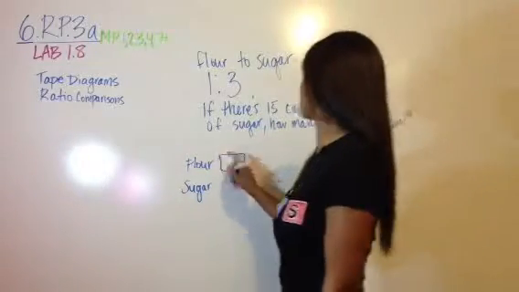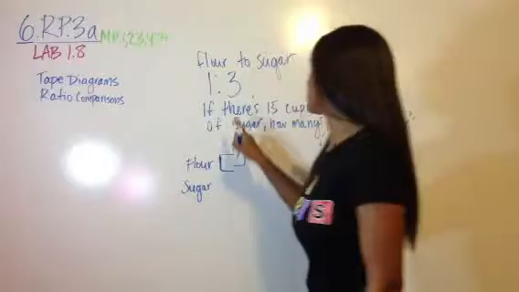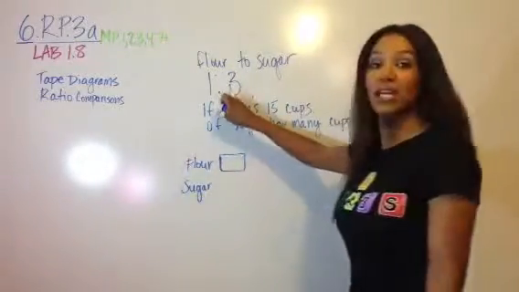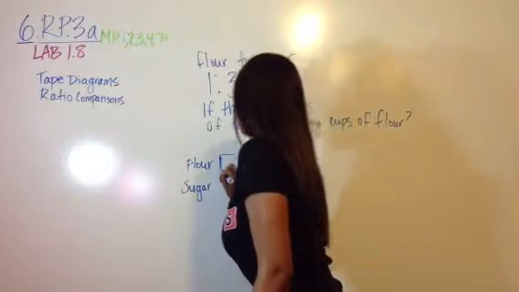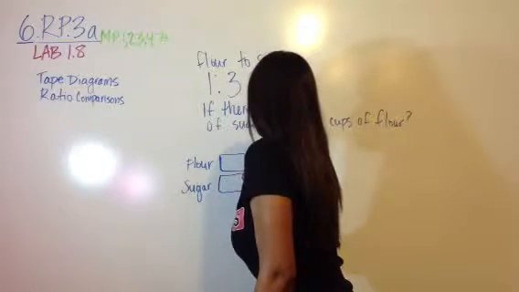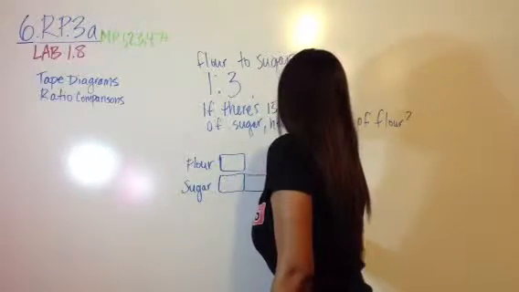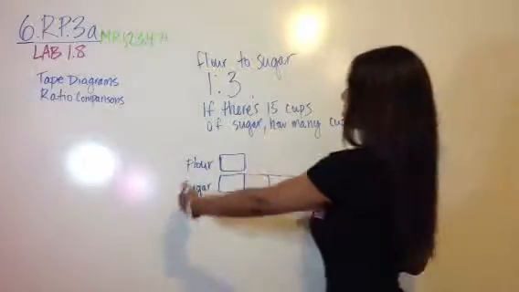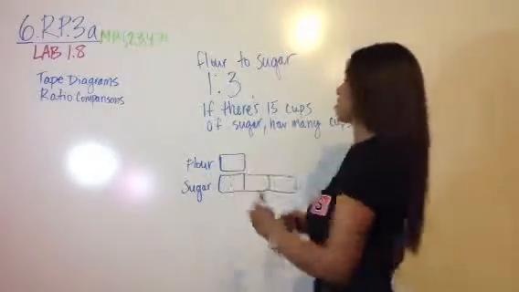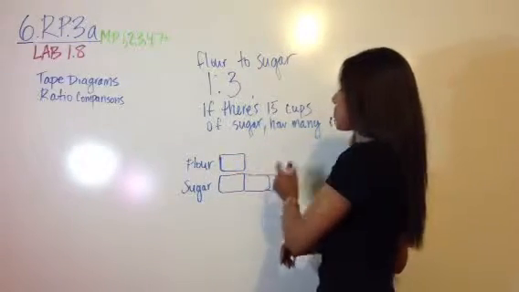And for every 1, as you should remember from the labs, the meaning is for every 1 cup of flour, there are 3 cups of sugar, okay? So that means for this 1, I'm going to draw 3. 1, 2, 3. And it just kind of looks like a piece of tape, looks like the bar. So that's basically the setup, okay? For every 1 cup of flour, there are 3 cups of sugar.